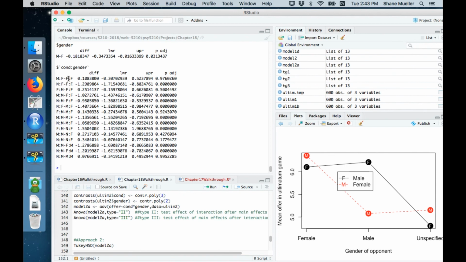So it's F to M, M to F, and then the first one is, let's see, F, oh, this is... Okay, so this is hard to piece together.